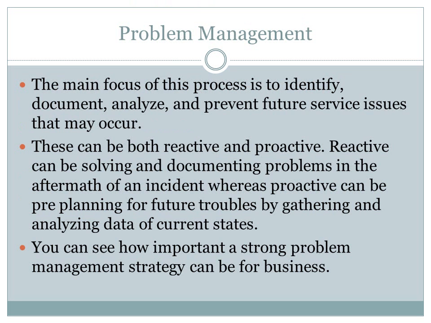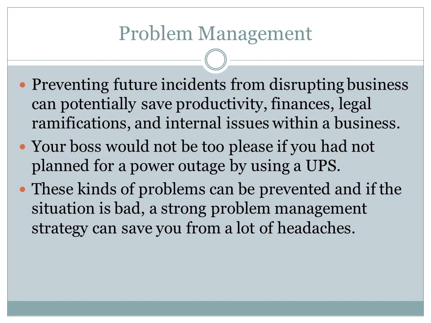Our next process, and a really important process, is problem management. Now, problem management is when we prevent future incidents from disrupting business. This can potentially save productivity, finances, legal ramifications, and internal issues within a business. So your boss wouldn't be too happy if you hadn't had a UPS and planned for a power outage. These kinds of problems can be prevented, and if the situation is bad, a strong problem management strategy can save you from a lot of headaches.